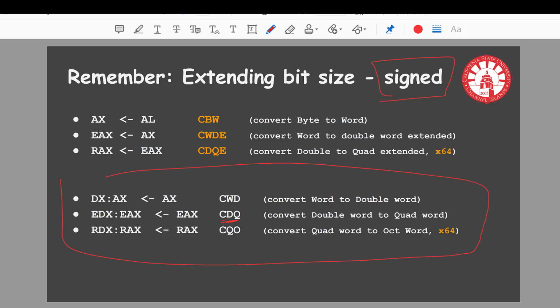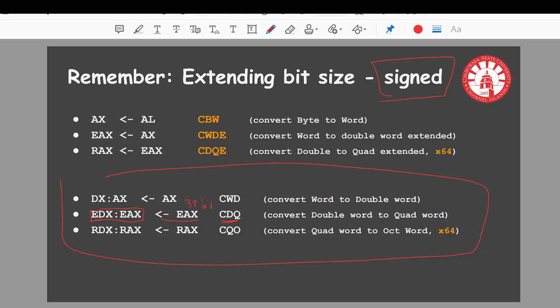So these are for signed bit extension. CDQ converts double word to quad word. When you do the CDQ, it automatically is going to convert the EAX, which is 32-bit, to 64-bit, which is EDX concatenated with EAX.